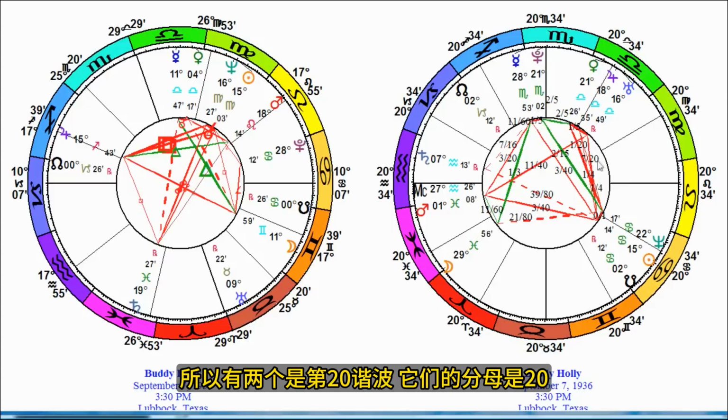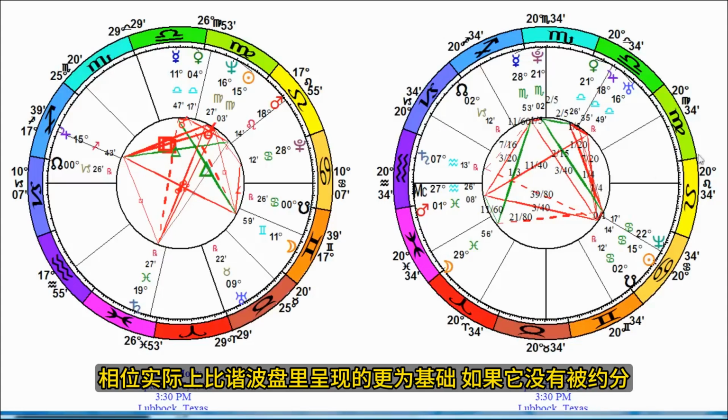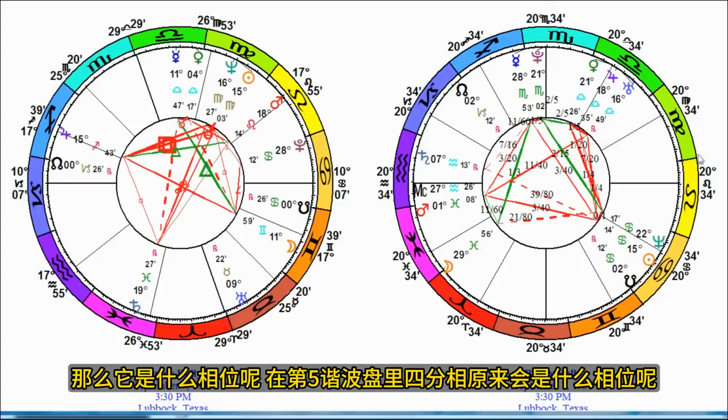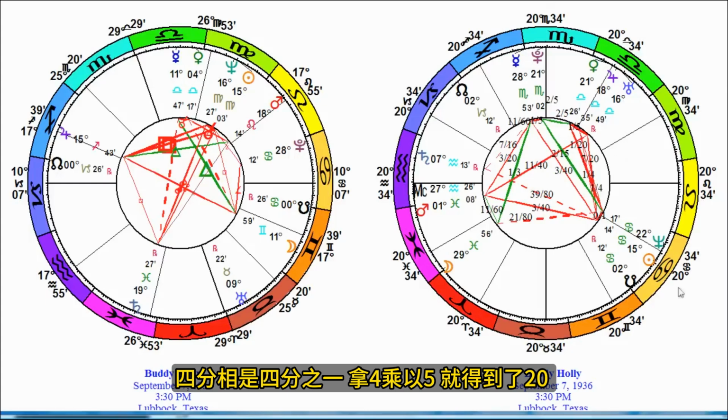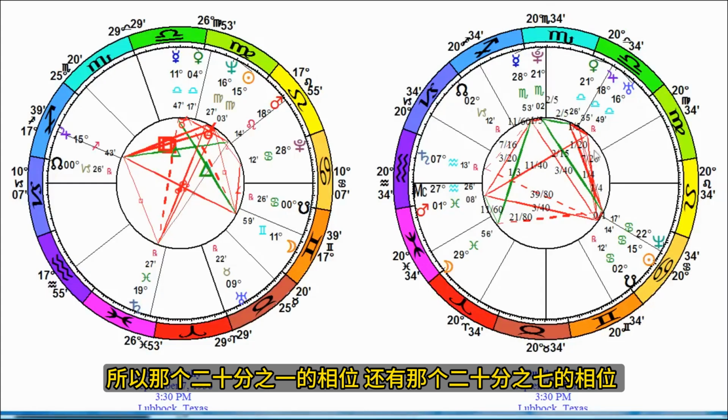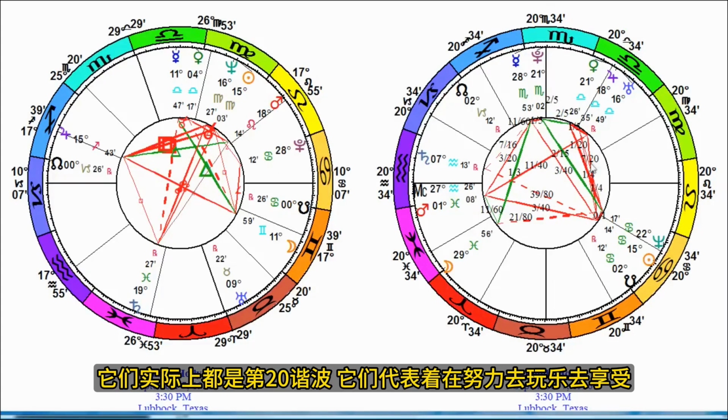So 2 are 20th harmonic. They have a 20 in the denominator, and 2 of them have 4 in the denominator. The idea is that some of these aspects are actually more basic than what would be in the harmonic chart. If it's not reduced, what aspect is it? What aspect would a square be in the fifth harmonic chart? You just take the harmonic and multiply it by the denominator of the aspect. A square is a 1/4 aspect, right? Take the 4, multiply it by 5, so it would be a 20. So the aspect that's a 1/20th and the one that's a 7/20ths are really 20th harmonics.